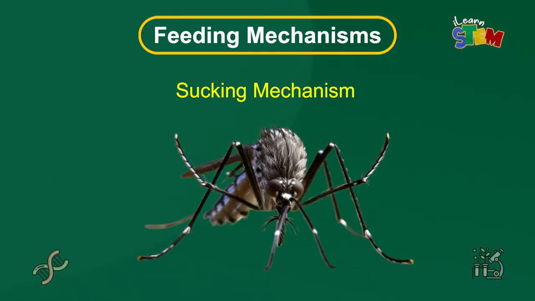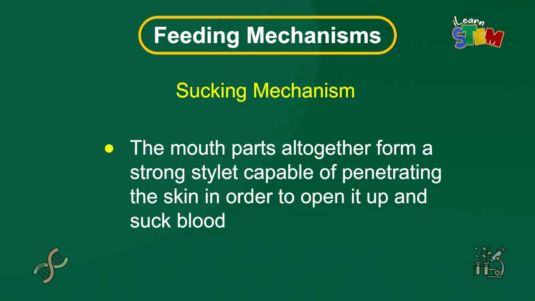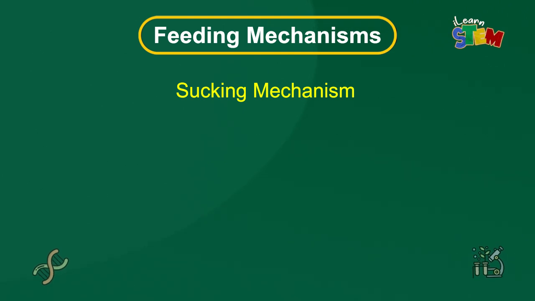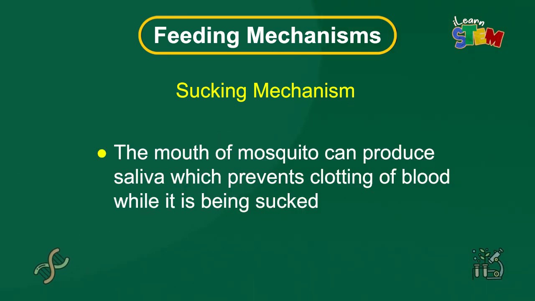The mosquito possesses a piercing mouth part called a proboscis. It is a long or tubular mouth part used for sucking the blood of man and other animals. The mouth parts altogether form a strong stylet capable of penetrating the skin to open it up and suck blood. Then, the labium, which is the lower lip, is adapted for sucking and it can be folded back to allow the stylet to function in cutting the skin open. The mouth of a mosquito can produce saliva which prevents the clotting of blood while feeding.